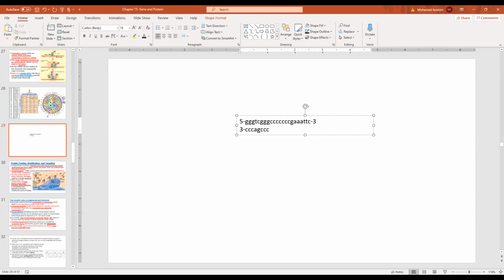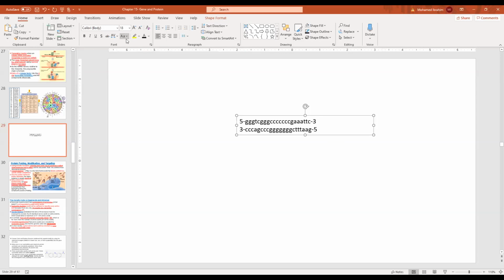And then we have how many G's? 1, 2, 3, 4, 5, 6 G's. Then I have another C, and then the complement of T, T, T, A, A, G, and then the 5'.